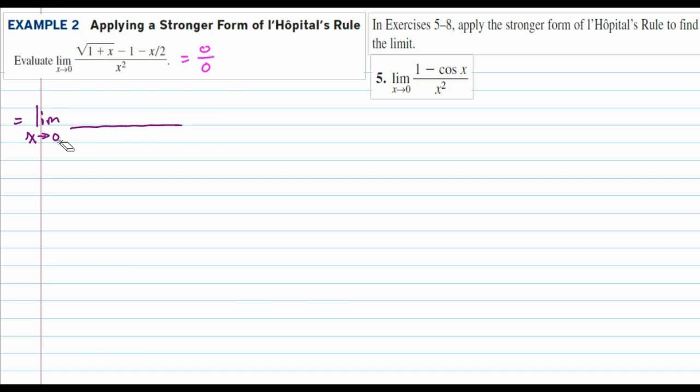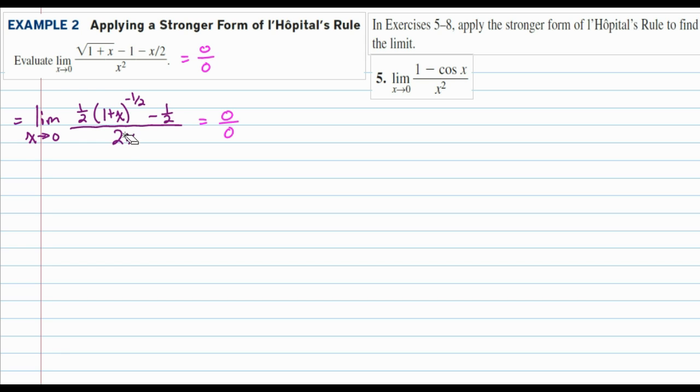So I have the limit as x approaches 0 of the derivative of the numerator over the derivative of the denominator. Now let's plug in 0, but again, I get 0 over 0, so let's repeat the process. So that's why this stronger form really comes into play.